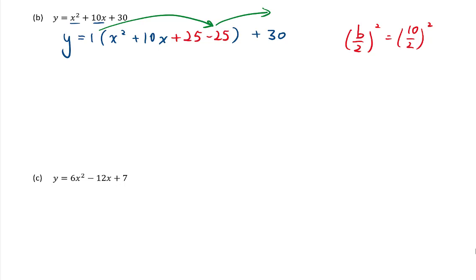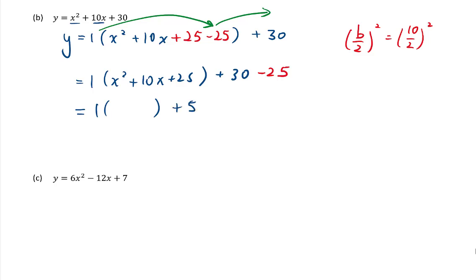And if we do so, we now have 1 times (x squared plus 10x plus 25) plus the 30 that was already there. And we kicked out a negative 25 times 1, which is negative 25. The next part, we need to factor the quadratic and collect our like terms. So to factor the quadratic, remember we're going to factor x squared plus 10x plus 25.